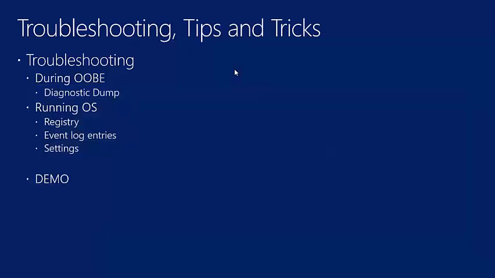Still on troubleshooting. Once the Autopilot process begins, there are two phases. There's the out-of-box experience phase where you could run into some issues. There's also the running OS phase where you might want to reflect back and see why something is not happening. During the out-of-box experience, you can use a tool called the MDM Diagnostics tool to get a dump of what's happened that you can then review. I want to show that to you in just a minute.